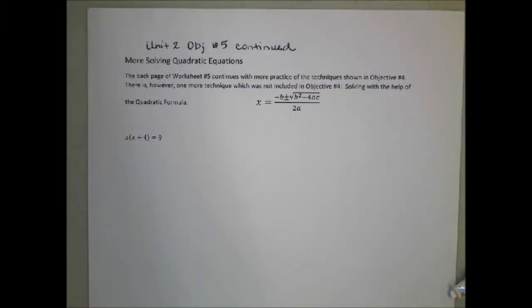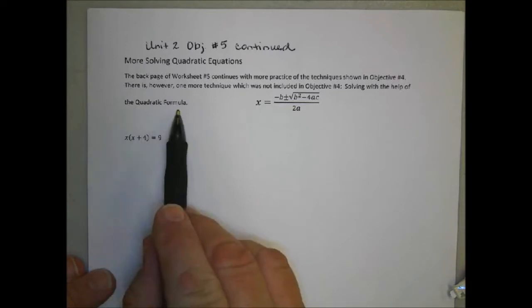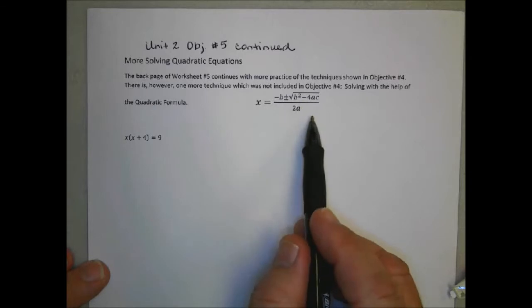The backside of worksheet 5 continues a lot of the techniques that we saw in Objective 4 for solving quadratic equations. It doesn't include graphing on the backside. It does have one additional concept that you probably already know, but it wasn't practiced in Objective 4, and that was solving through the use of the quadratic formula. And that's the quadratic formula right there.